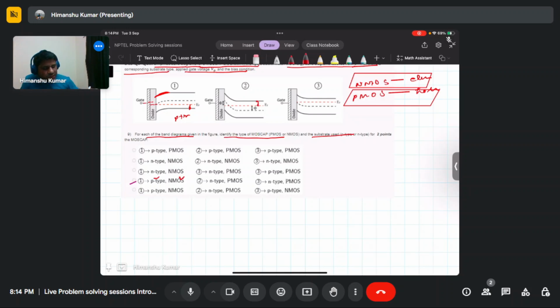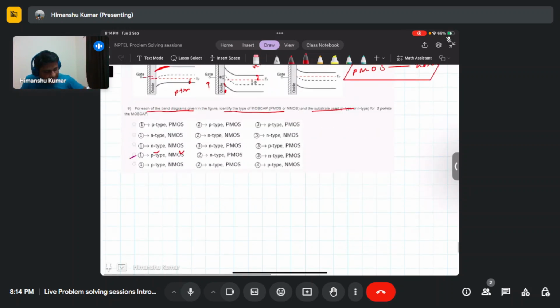So the first is NMOS and p type, and the second is PMOS because the Fermi level lies closer to the conduction band. This is an n type substrate, and the inversion of holes will take place by application of a negative gate bias voltage, and the band bending is there, and the depletion of holes will take place, and you will see the type is n type, and the type of MOSFET is PMOS.